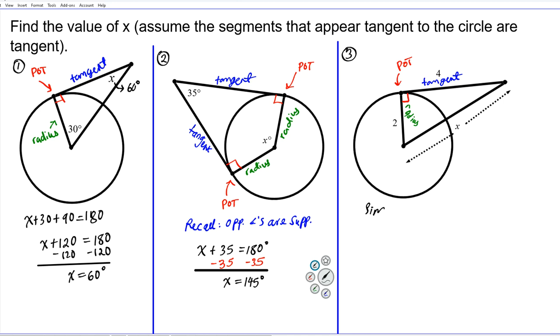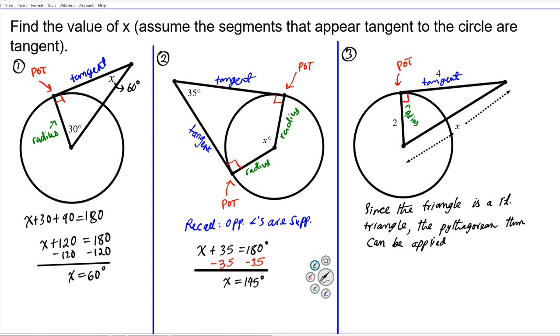All right, so since the triangle is a right triangle, the Pythagorean theorem can be applied. Okay, so what is the Pythagorean theorem? Well, the sum of the squares of the legs is equal to the square of the hypotenuse, right?